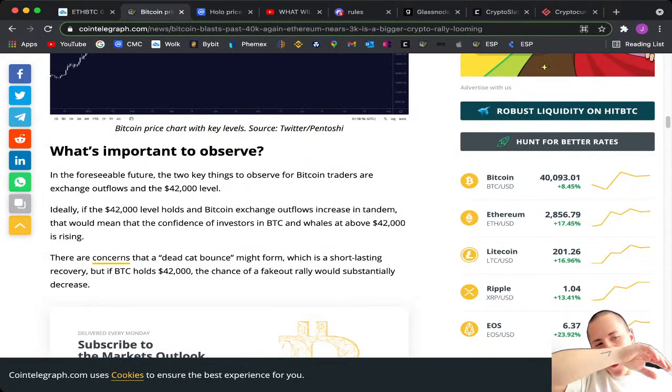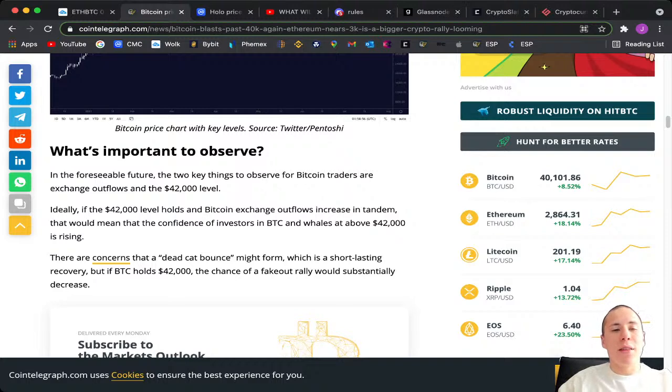But what I think is very important to observe during the upcoming days, and I think they actually noted it very clearly, is that I'm looking at these major levels of support and resistance, and what they are actually telling us in the foreseeable future. The two key things to observe for Bitcoin traders are exchange outflows and the $42,000 level. And I think that the 42,000 level is, yes, for sure, of utmost significance before we will see a rally towards the upside being created. So that is what I want to see on Bitcoin, breaking out of that inverse head and shoulders pattern, as we discussed earlier during this live stream.